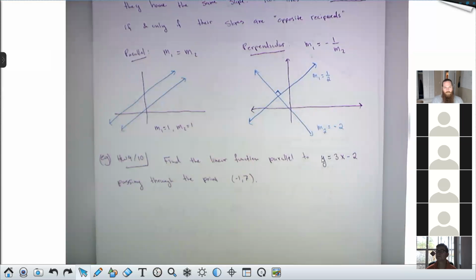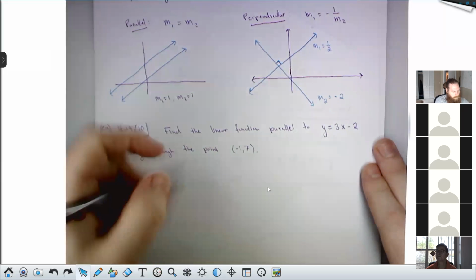All right, so I have a line, y equals 3x minus 2, and a point, -1, 7. What I want to do is find another line, so it's going to be another expression looking something like this, that is parallel to this guy, but passes through this point. So let's draw the picture. Always worthwhile to draw the picture.